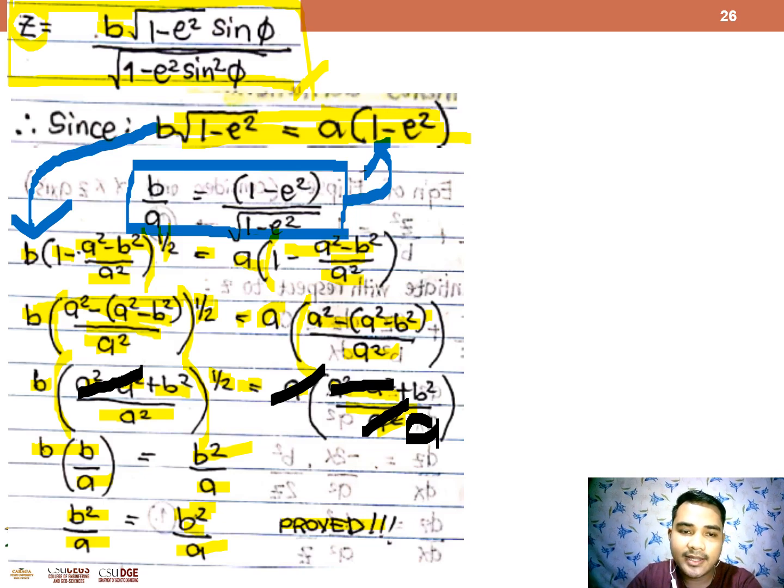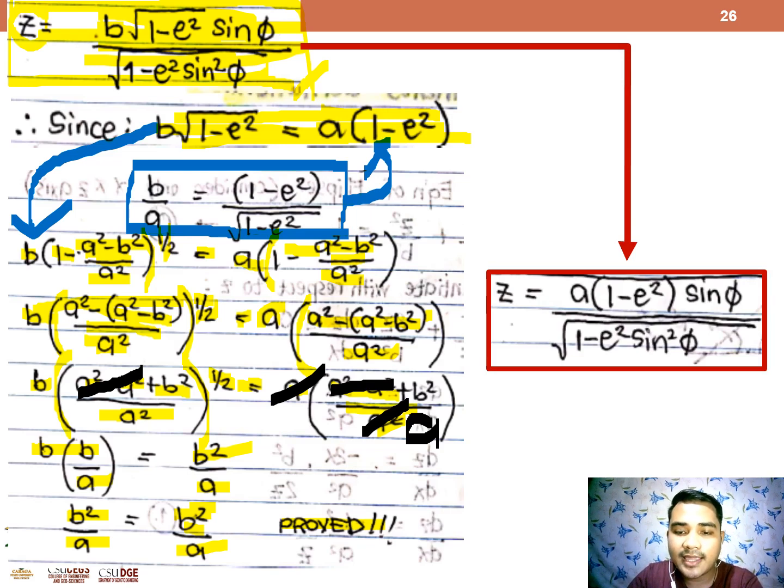So from this equation above, we can now say that the value of Z is a times 1 minus e squared, sine geodetic latitude, all over the square root of 1 minus e squared sine squared geodetic latitude. So this is now the equation, or the formula, for calculating the Z coordinate of the geodetic coordinate system.